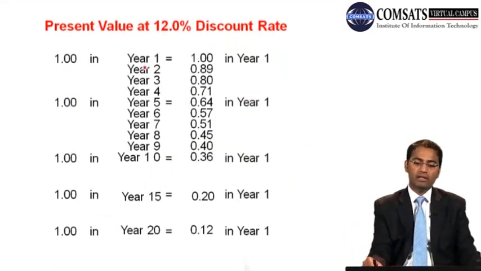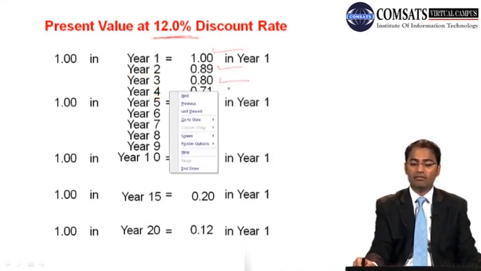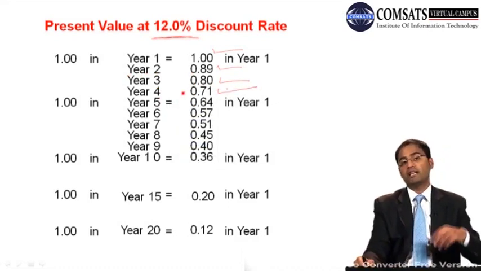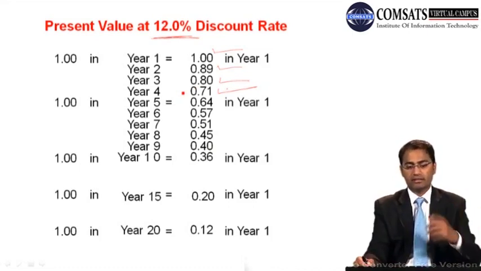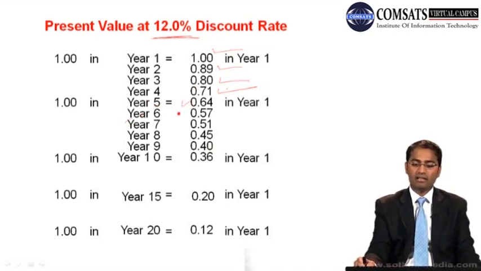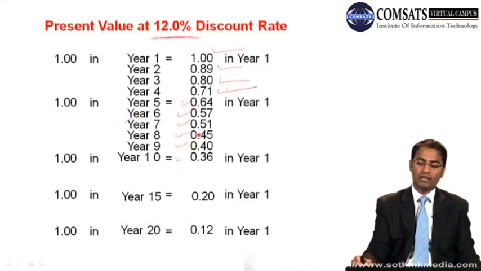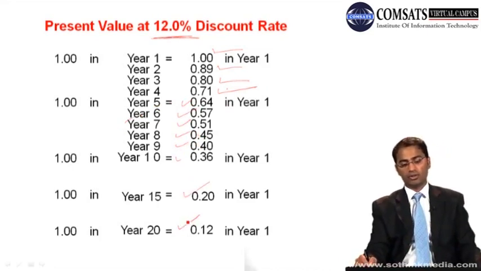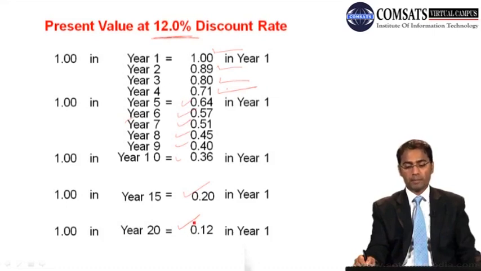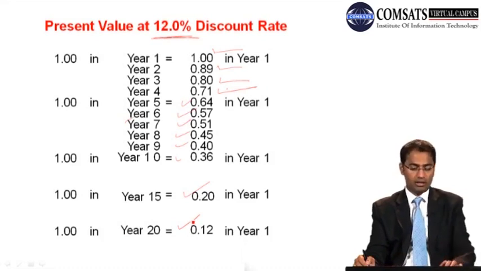So 1 will be 1 in year 1, and with this discount of 12%, 1 in year 2 will be 0.89, and year 3 0.8. In year 4 it will be left with 0.71. So 1 is actually getting discounted. Interest is when you increase it, and discount is when you decrease it. So 1 in year 5, year 6, 7, 8, 9, and 10 goes through that very formula, and 1 in year 15 and 20. So 1 becomes 0.12 in 20 years.